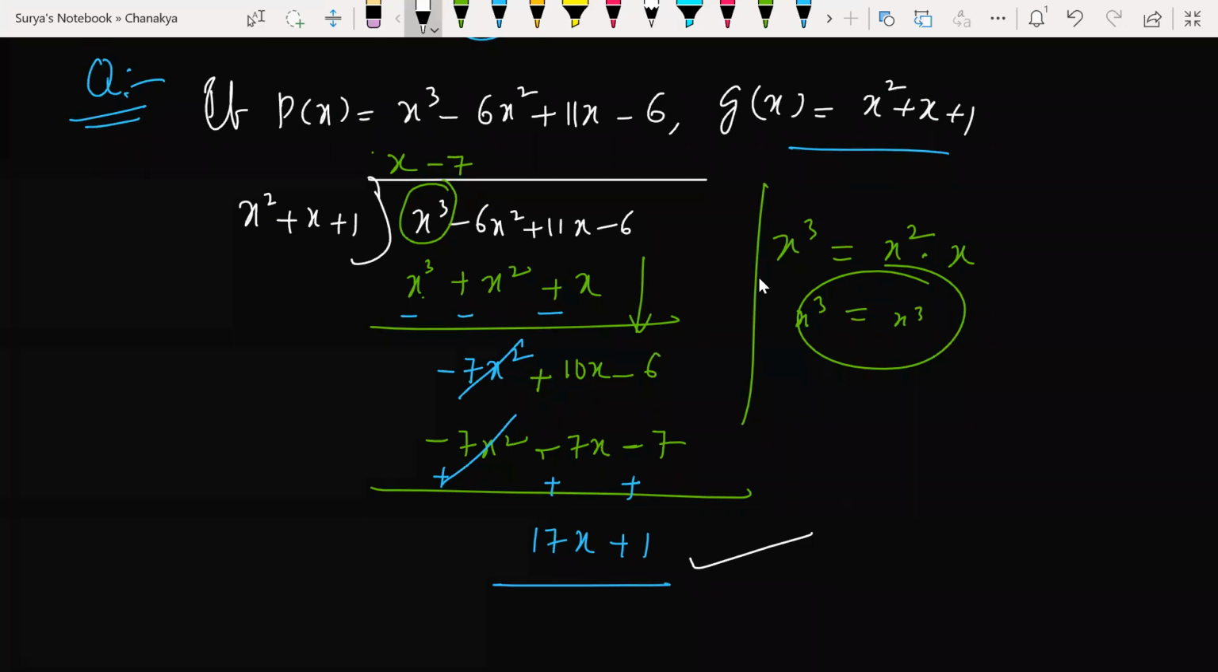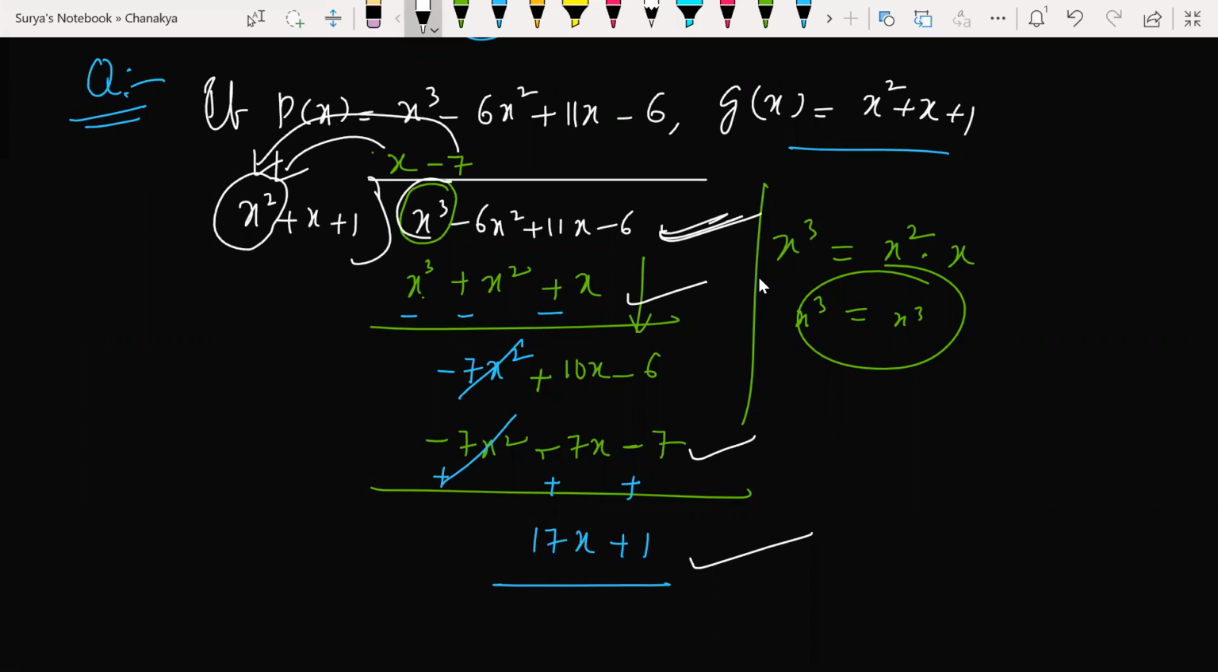How are we proceeding here? Always the first and foremost step is to look at the first term of the divisor and the first term of the dividend. I have x cube here and x square here. I multiply x square with x so that I'll get x cube. I have a cubic polynomial in the dividend, so for getting a cubic polynomial, of course I multiply with x. Then if I multiply with 7, I'll get this one.